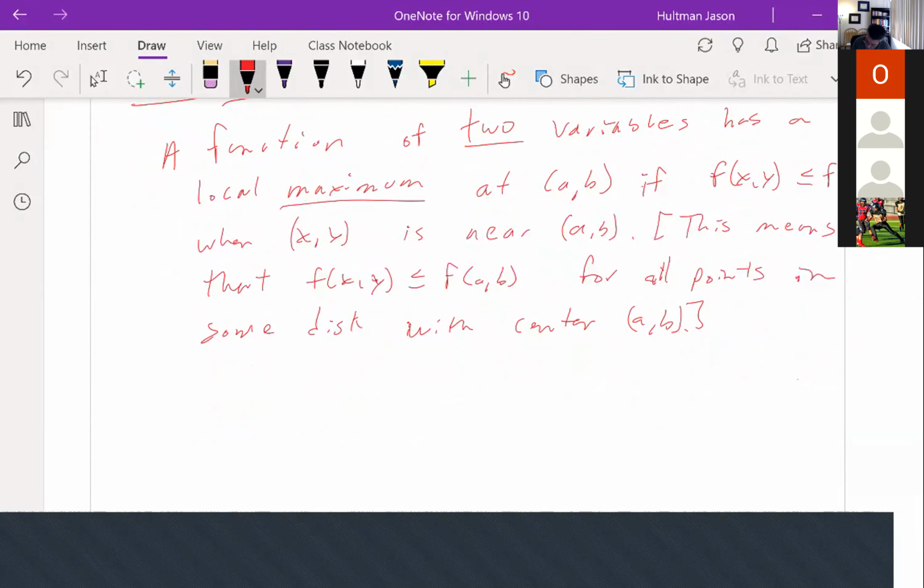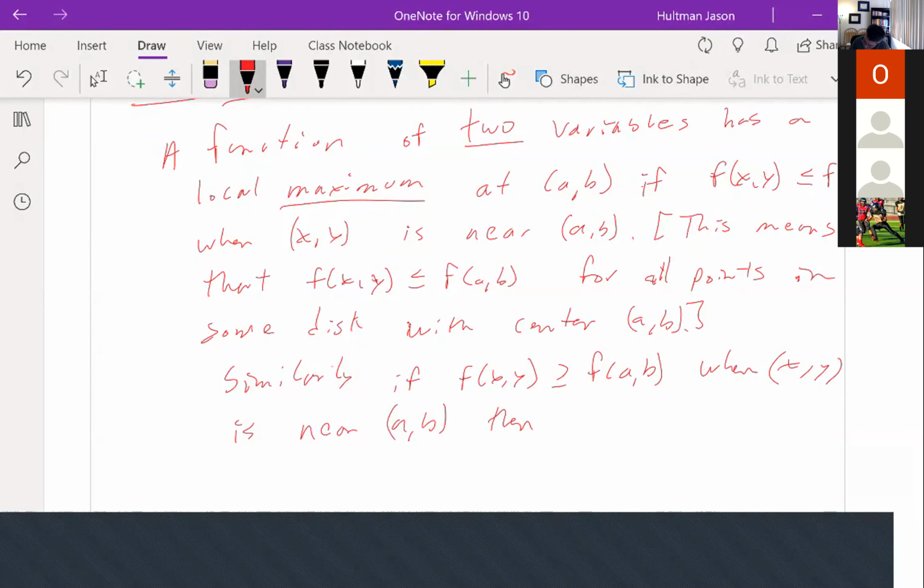Okay. Similarly, if f(x, y) is greater than or equal to f(a, b) when (x, y) is near (a, b), then this is a local minimum.